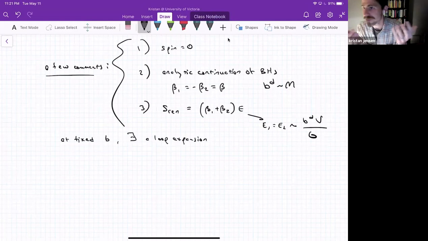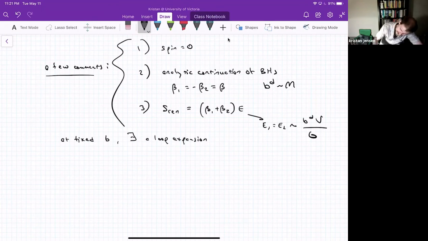So this suggests a strategy for computing the whole sum over these wormholes, namely, you fix a B and then you work to some order in the loop expansion, and then you integrate over B at the very end with the right measure. And because B is the bottleneck size, it's geometric data, the right measure over B is determined just by the measure on the space of metrics that you're using to do the integral in the first place.